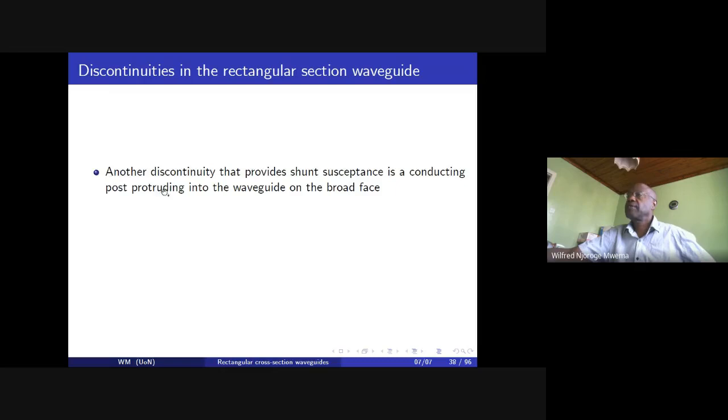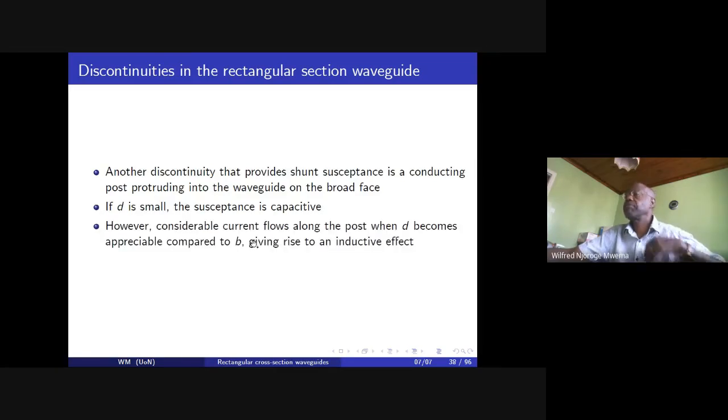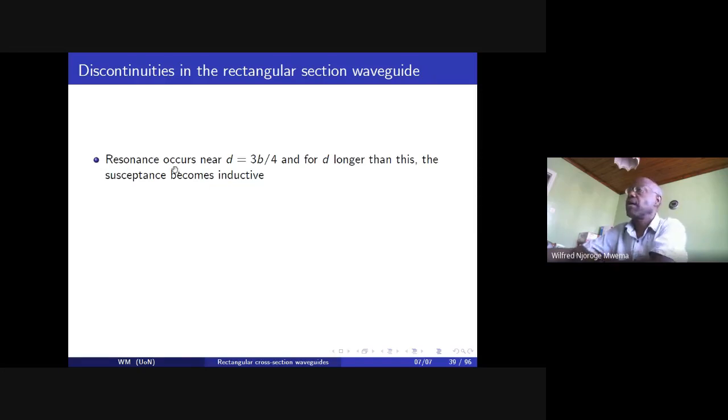Another discontinuity that provides shunt susceptance is a conducting post, like we have shown in the diagram, that protrudes into the guide. If d is small, the susceptance is going to be capacitive. That is, if we have only a short protrusion. But when d is made larger compared to the height of the guide, considerable current will flow along the post, and this will give rise to an inductive effect. Resonance will occur at a value of d close to 3/4 of b, and for d longer than this, the susceptance now becomes inductive, just like when we were dealing with resonators.